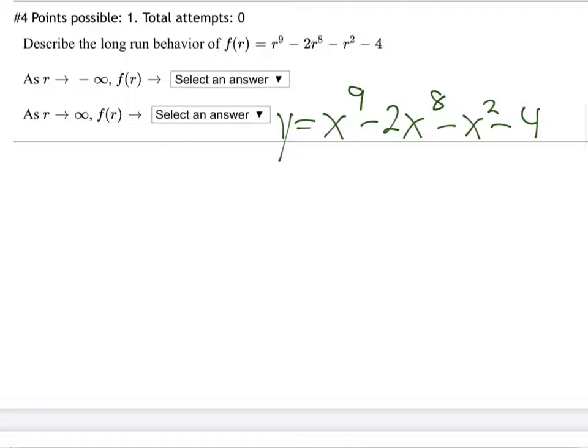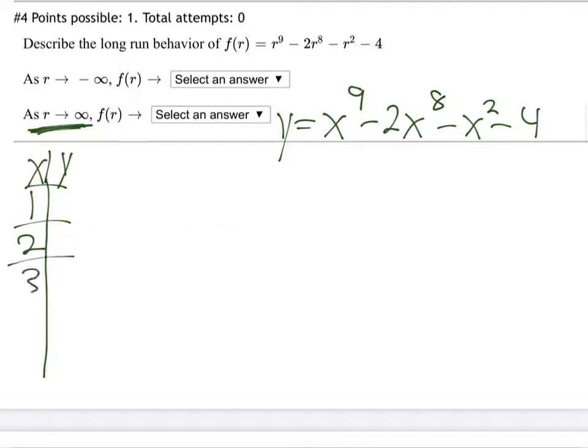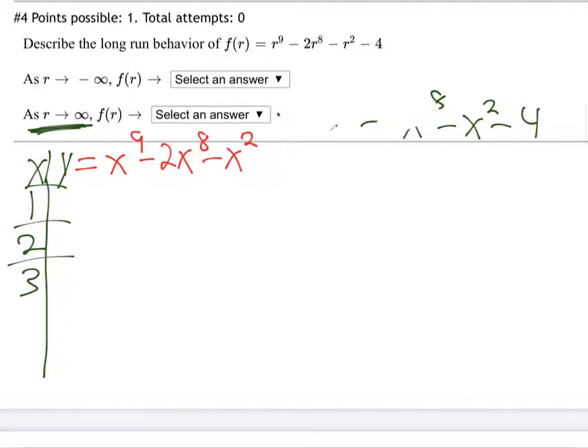So now think with me about what's going to happen as we plug in numbers. Let's start with the positive. The negative is always harder. Let's do the positive first off. As I make an XY table, and I plug in numbers like 1 or 2 or 3, that would be a lot of work, wouldn't it? I'd have to plug in, this is y equals x to the 9th minus 2x to the 8th minus x squared.